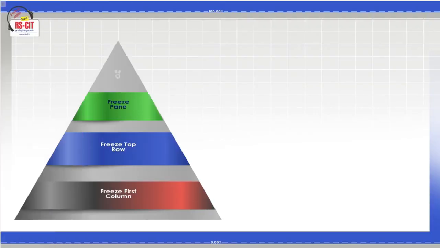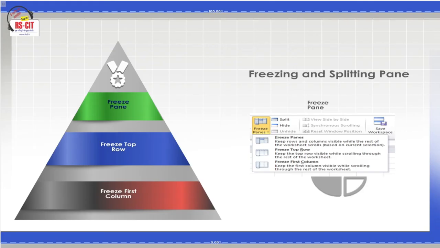Freezing and splitting panes. Freeze panes. Specific rows and columns can be frozen in a worksheet. Just the frozen portion of the worksheet remains visible all the time, and the rest of the cells can be scrolled by using this feature. When you freeze panes, Microsoft Excel keeps specific rows or columns visible when you scroll in the worksheet. For example, if the first row in your spreadsheet contains labels, you might freeze that row to make sure that the column labels remain visible as you scroll down in your spreadsheet.